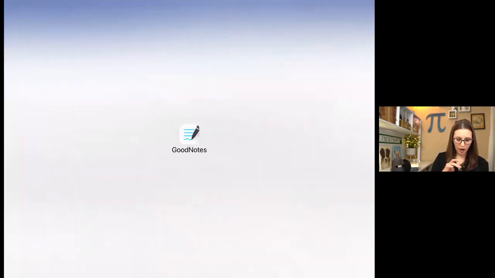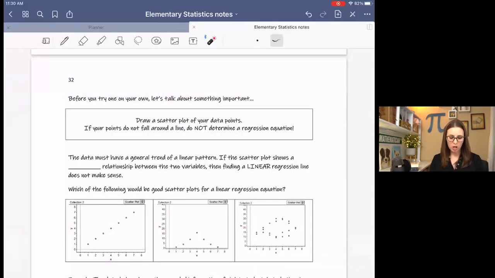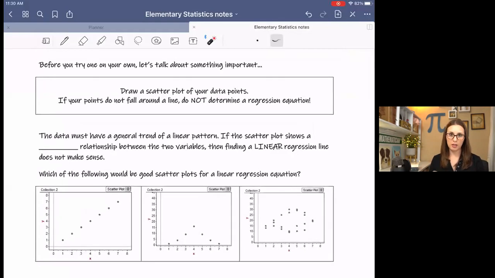Before you can even write your linear regression equation, you want to look at your scatter plot. So you want to draw a scatter plot of your data points. And if it does not follow a linear trend, then you should not write a linear equation for it. There are nonlinear equations for it, but that is far beyond the scope of this class. So basically, you're going to be having linear regression equations. That's your only option for this class.